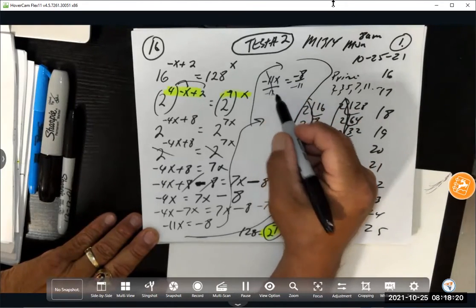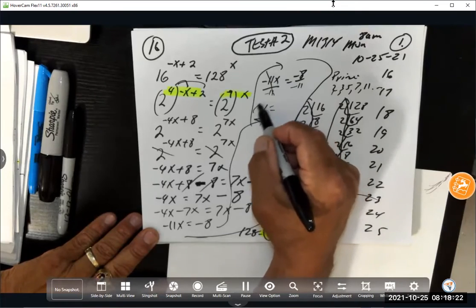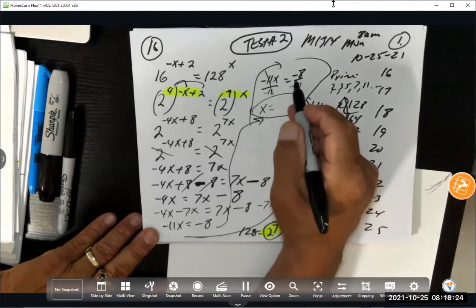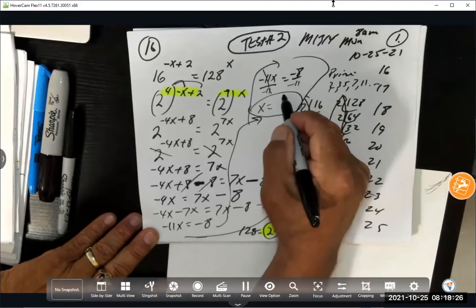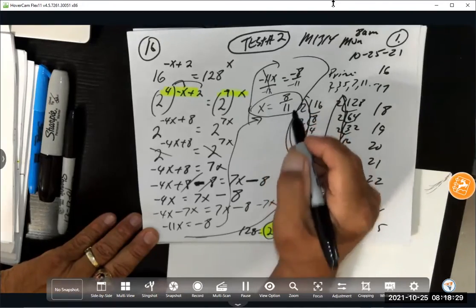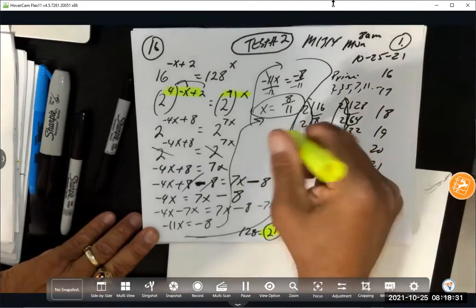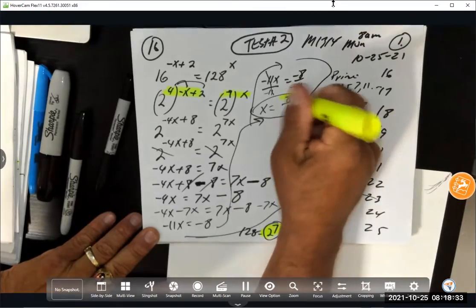Are these gone? Yes. And since I'm going to get decimals, don't do decimals. Leave it like that. So negative by negative is a positive 8/11. That's the answer right there.